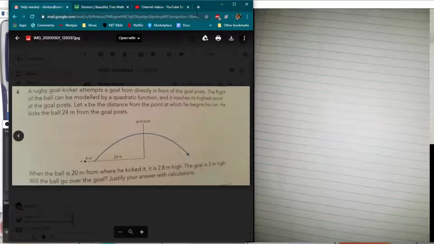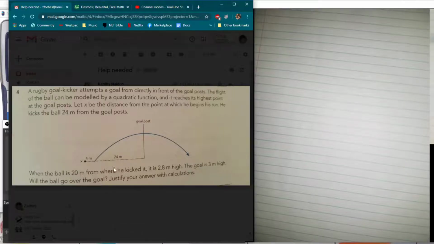A rugby goal kicker attempts a goal from directly in front of the goalposts. I guess they're here. The flight of the ball can be modeled by a quadratic function, and it reaches its highest point at the goalposts. Let x be the distance from the point at which he begins his run. He kicks the ball 24 meters from the goalpost.